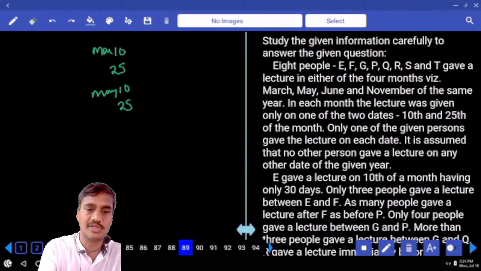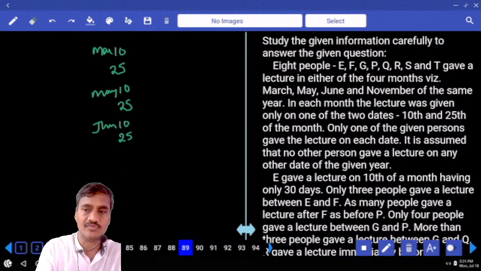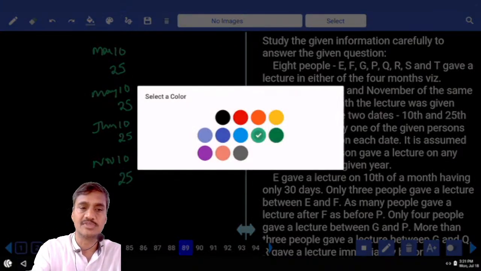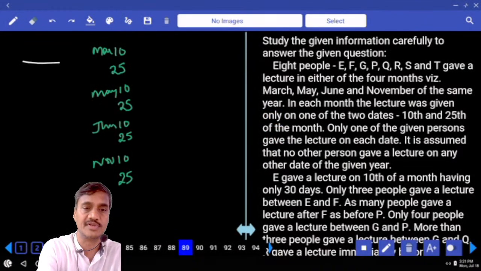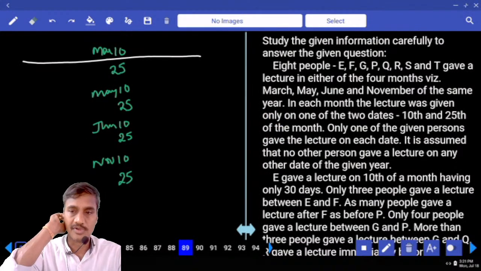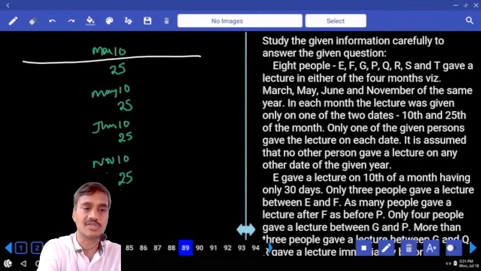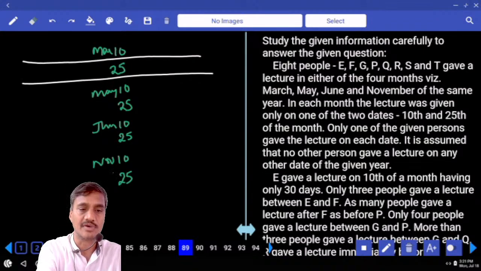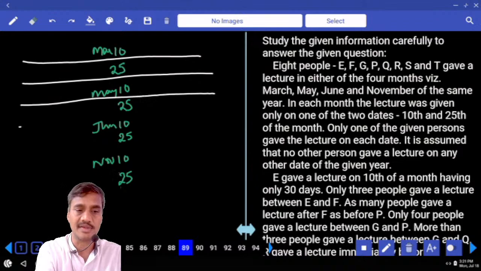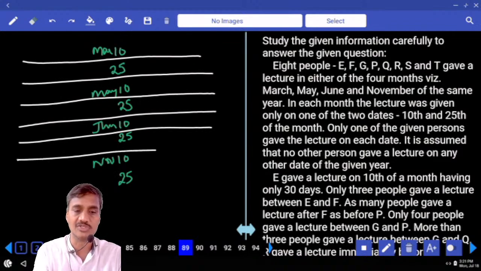And next one, June and November. Now June 10th and June 25th. And finally, November 10th and November 25th. Now these are the 4 months we have, and each month has 2 different dates. Now 8 people gave a lecture on these 8 different dates. Write down the dates at the center and extend the lines like this. We can work out 2 possibilities simultaneously.